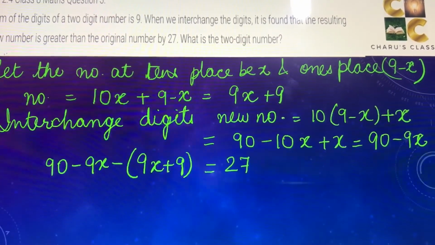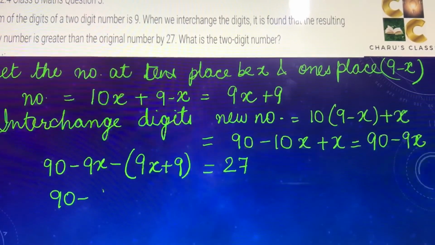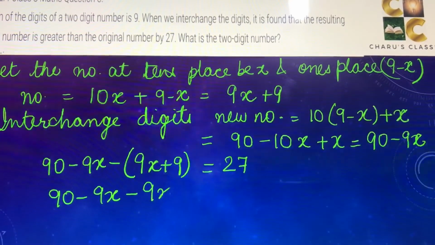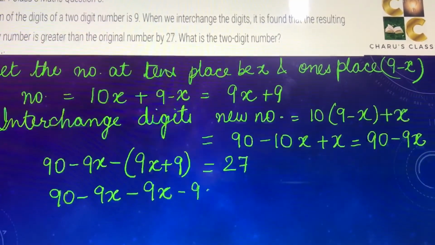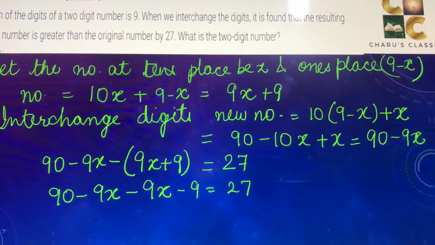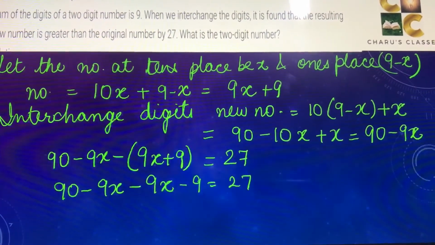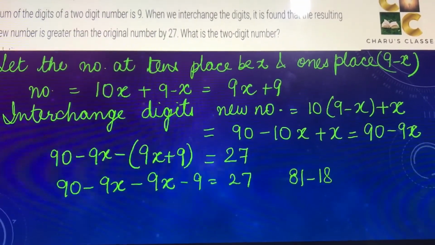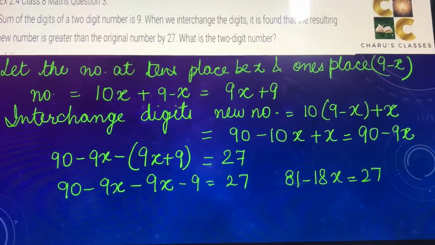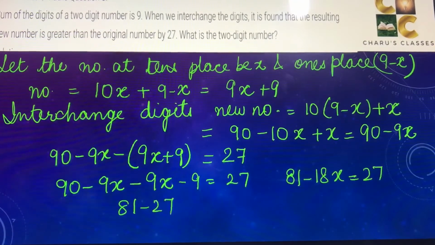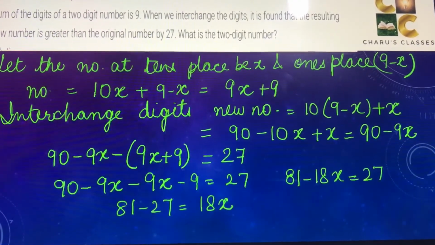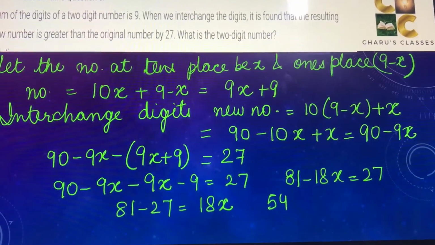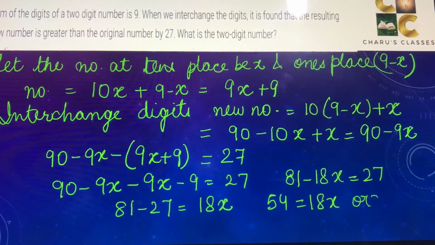This difference is equal to 27. Now opening the brackets, there is a minus sign before the bracket, so 9x will become minus 9x and 9 will become minus 9. This is 27. 90 minus 9, that is 81, minus 9x minus 9x, that is 18x, is equal to 27. Or we can write 81 minus 27 is equal to 18x. We can say 54 is equal to 18x.